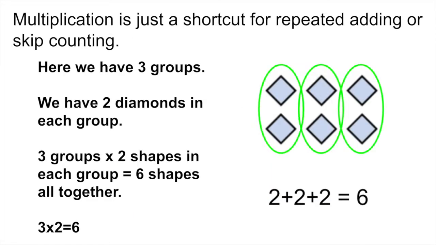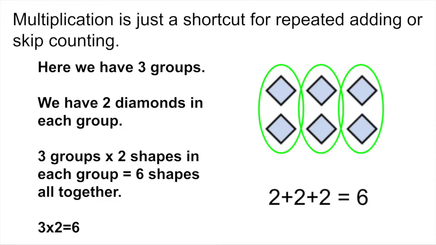But there's a new strategy now that you're a 3rd grader, and it's a little bit more efficient. That's multiplication. It's just a shortcut for when you're adding up the same amount over and over, or repeated adding, or a shortcut for skip counting.